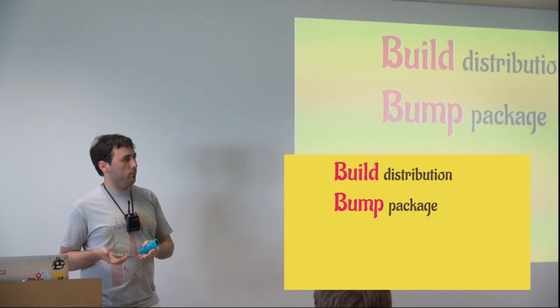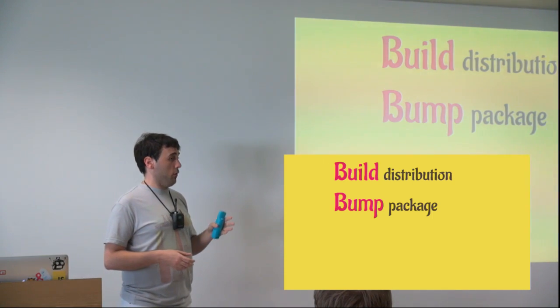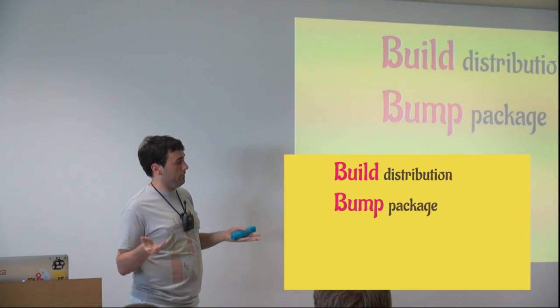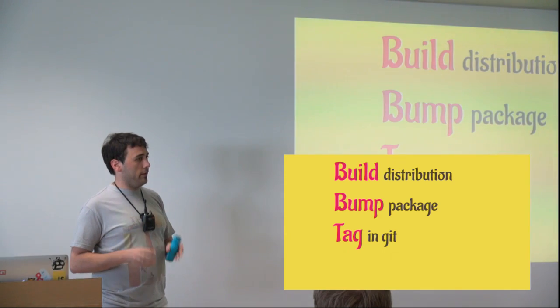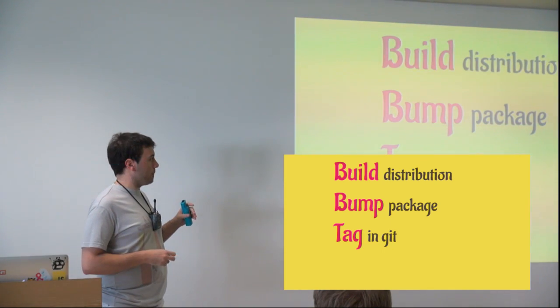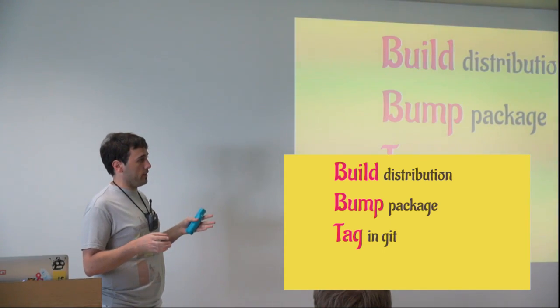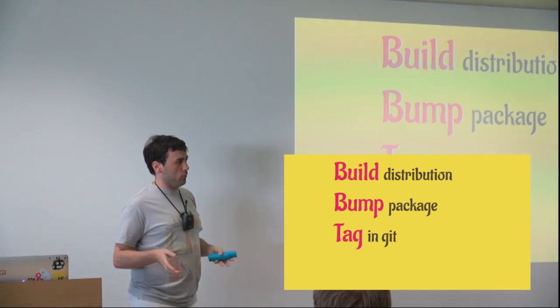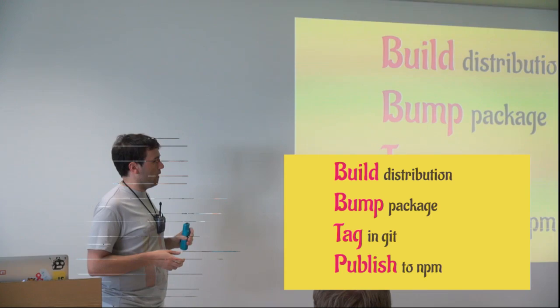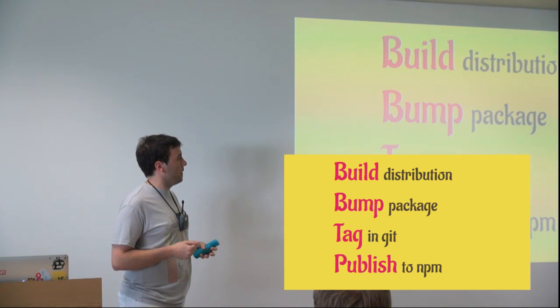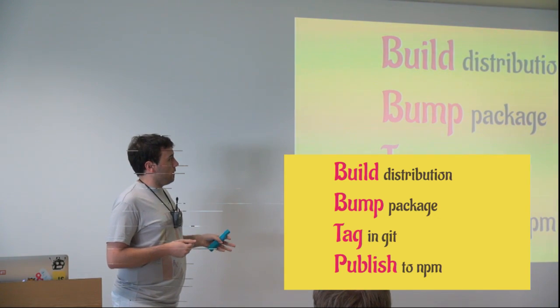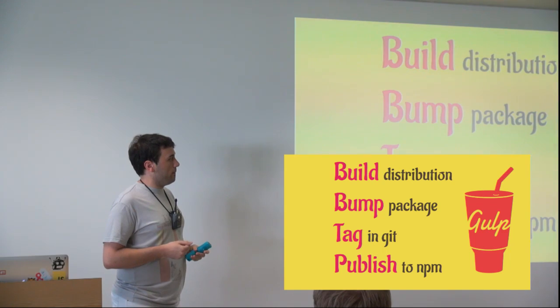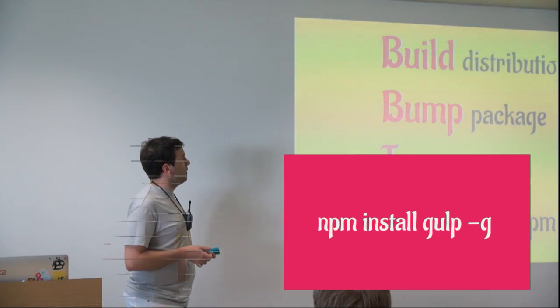Then you'll have to bump the package, both the package JSON and Bower JSON if you use that. You'll have to tag it on Git so that GitHub releases and Bower understands that you have a new release. And you'll also have to publish it to NPM. And you can do all of that with Gulp, which I'll show you now.